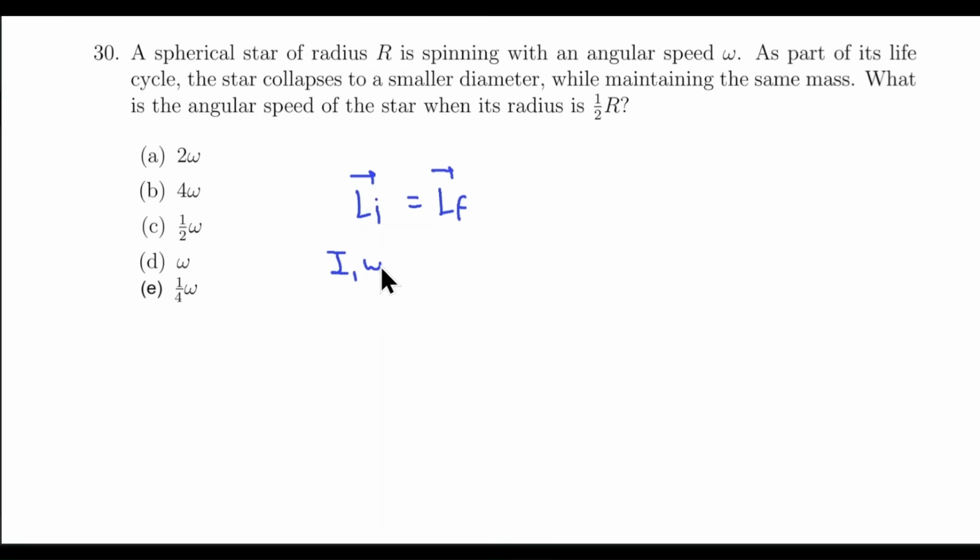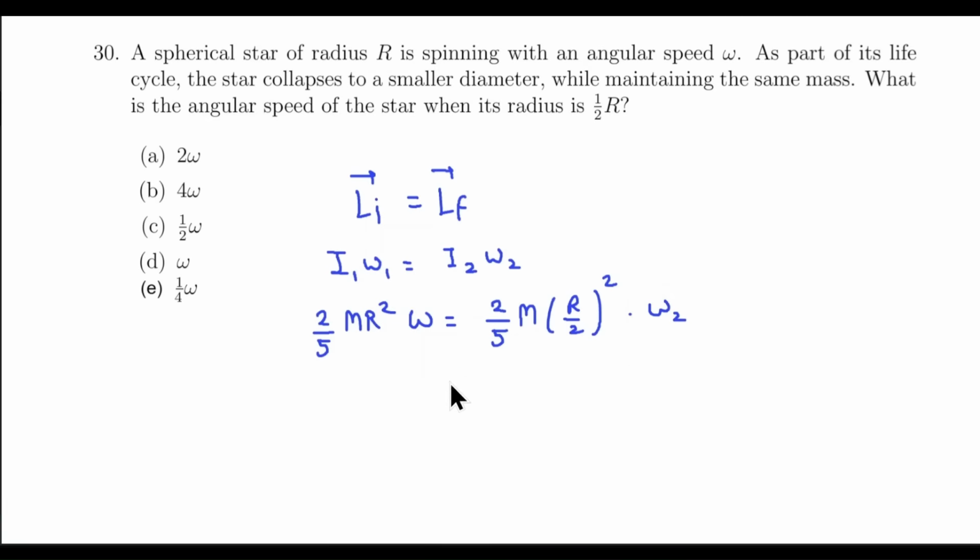So I1 omega 1 should be equal to I2 omega 2. Moment of inertia is given by, since this is a spherical star, so I'm going to say it's 2/5 mr square. So 2/5 mr square times omega initial is just omega. And final I is 2/5 mass remains same, and the radius is just half. So (r over 2) square, and omega 2 I do not know.